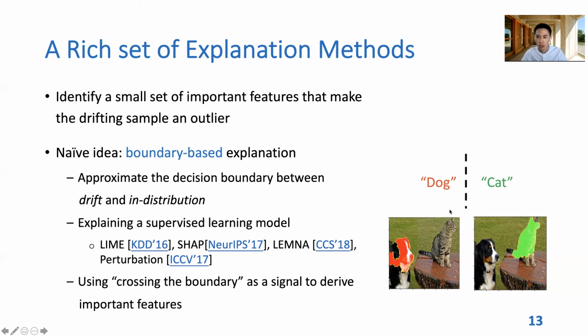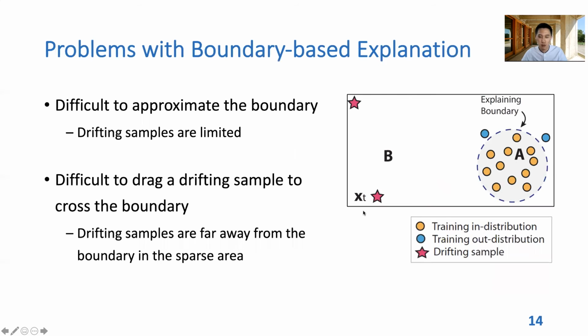For example, in the figure, these red pixels allow you to be predicted as a dog, while the green pixels make you a cat. So why did this naive solution fail? Basically, we are trying to explain this circle here, perturbing some features of the drifting sample xt. If xt can get into this circle, then we think these features are more important. However, it's hard to achieve this because it's not easy to approximate the decision boundary accurately, given we only have limited drifting samples. Another reason is that it's difficult to drag this drifting sample to cross the decision boundary because it's far away from the boundary in the sparse area.